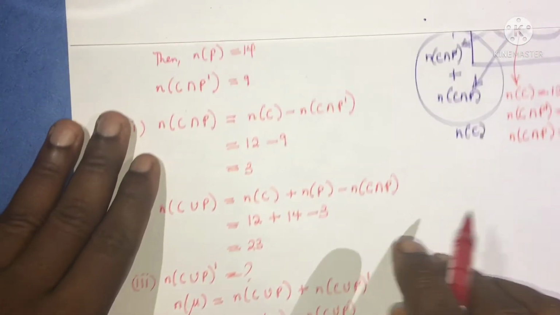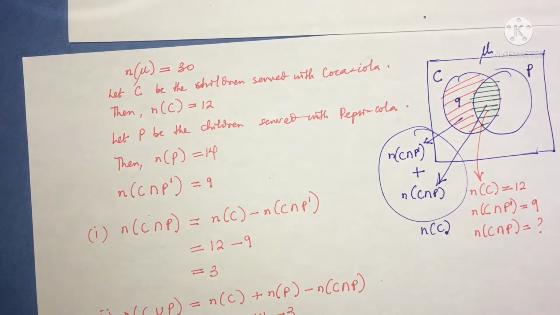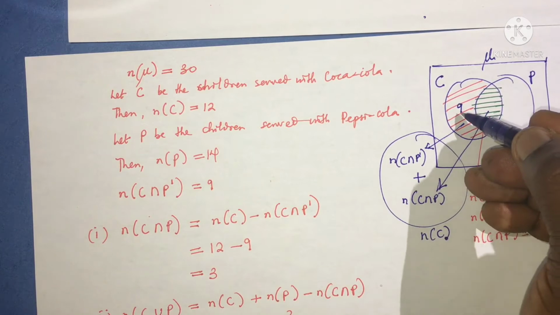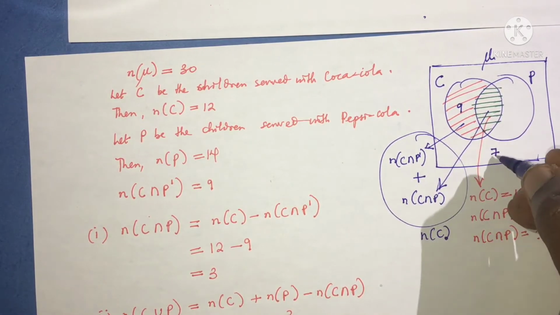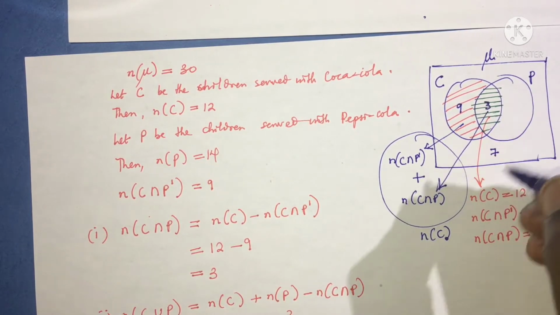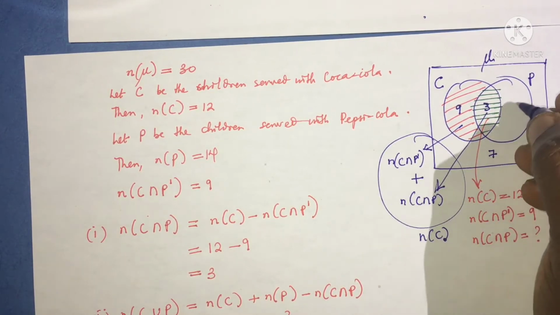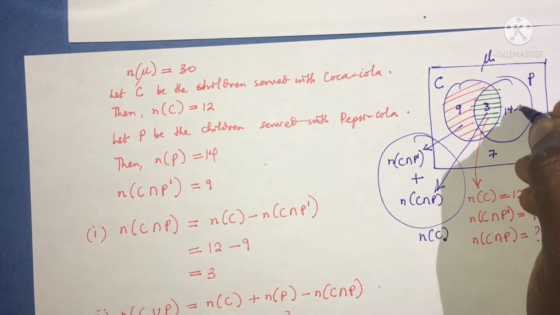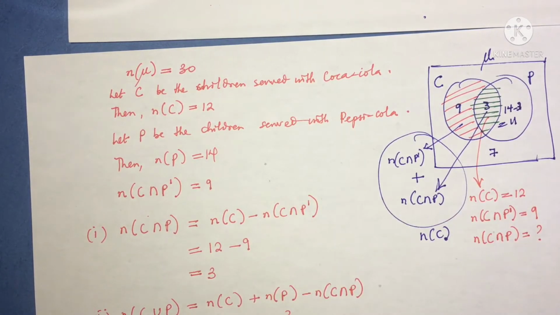What it means is that 7 of the children were not served any drink, and those children will fall in this portion. Now what have we obtained? Those who drank only Coca-Cola make 9. Those who drank none at all, 7. Those who drank both, 3. And those who drank Pepsi alone will be 14 minus 3, which will be 11. So that solves the problem.